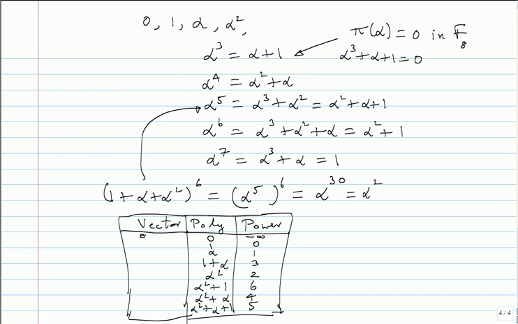So what would 0 be? 0, 0, 0, 1, 0, 1, 0, 0, 1, 1, 1, 0, 0, 1, 0, 1, 1, 1, 0, 1, 1, 1. So the vector and the power notation will be stored in the program in which you want to do finite field computations, computation for F8.